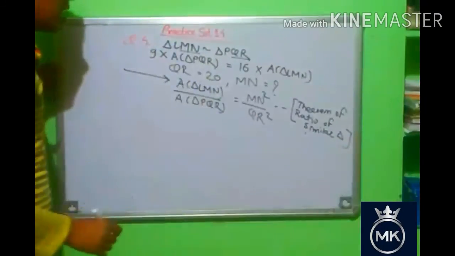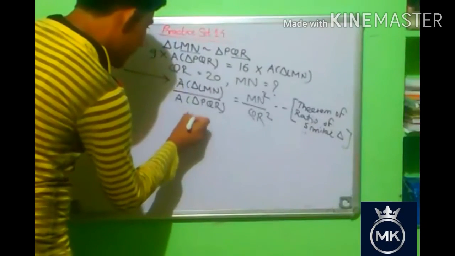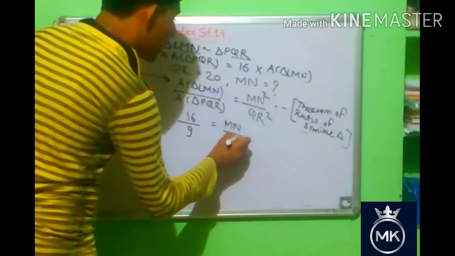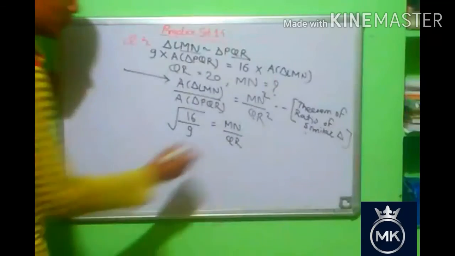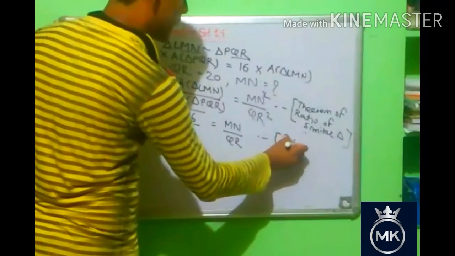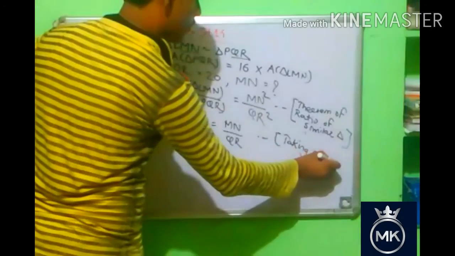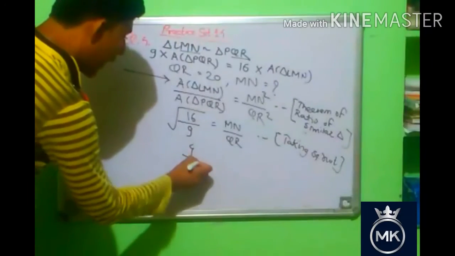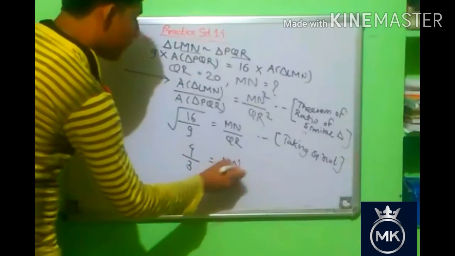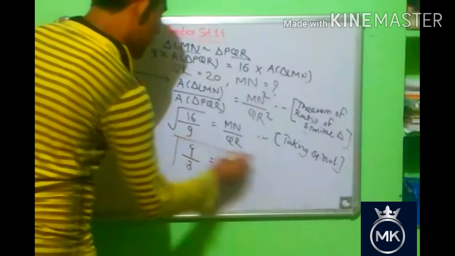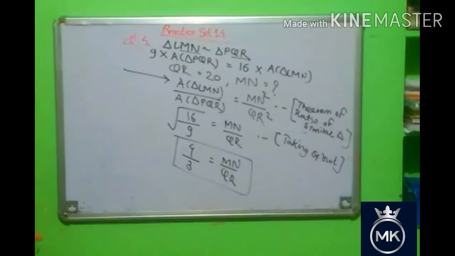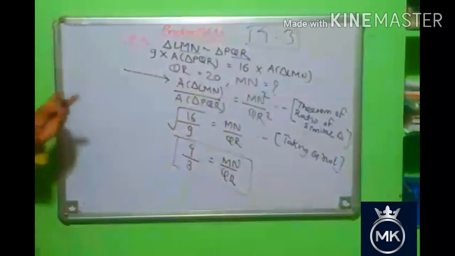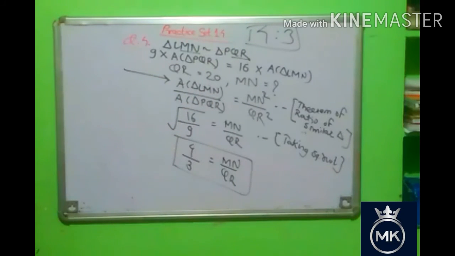So friends, area of triangle LMN and PQR we have found here. PQR is 16 and LMN is 9, is equal to MN square by QR square. But the square goes to the under root. We also write the reason, taking square root. So the under root of 16 is 4 and of 9 is 3. So MN by QR is equal to 4 is to 3, or 4 by 3. So 4 is to 3 is our answer of question number 4. So we have completed our question number 4.